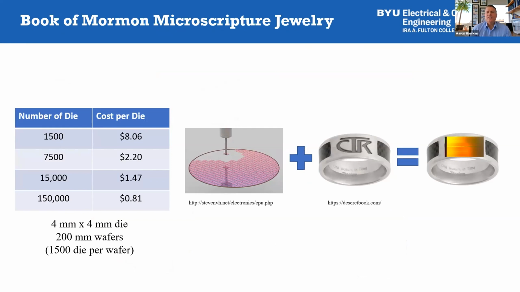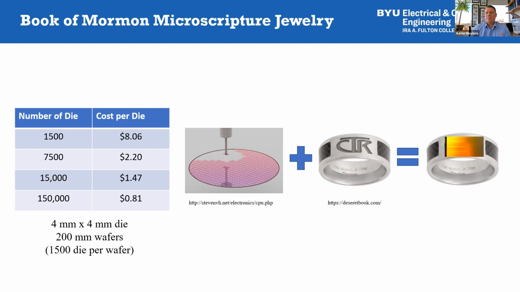We actually talked to people at Deseret Book and said, oh, we've got a good idea for you. How about some Book of Mormon rings? And they wanted to know how much it would cost. So I did a little calculation. If we were to have this done at a foundry with 200 millimeter wafers and say 4 millimeter by 4 millimeter die for the Book of Mormon.